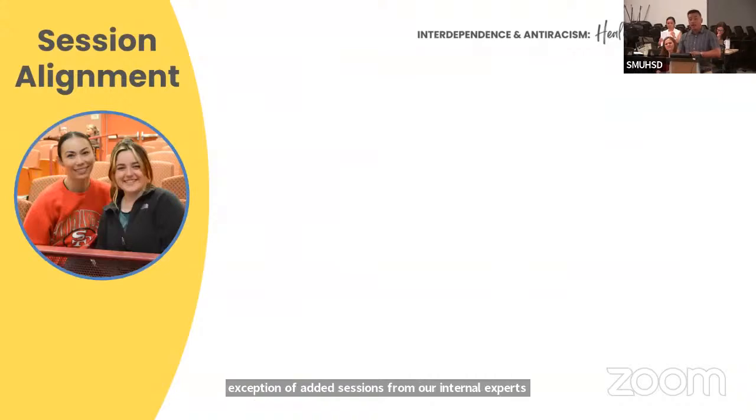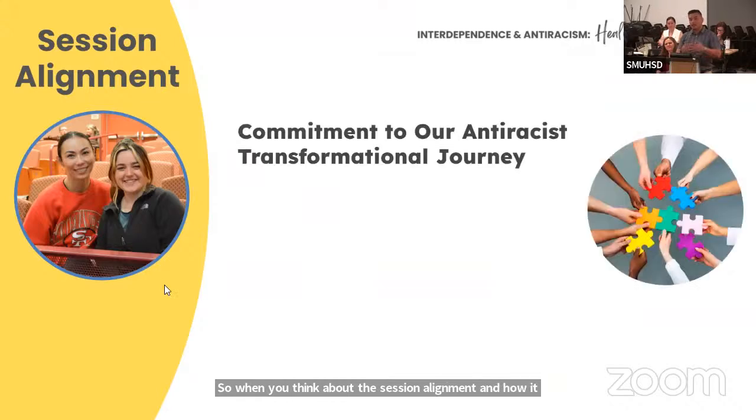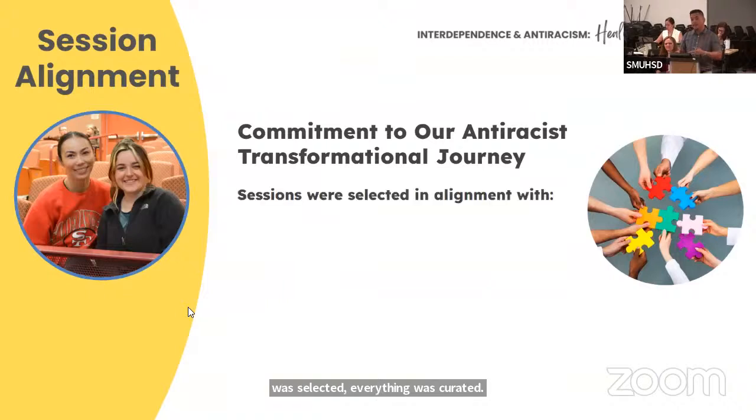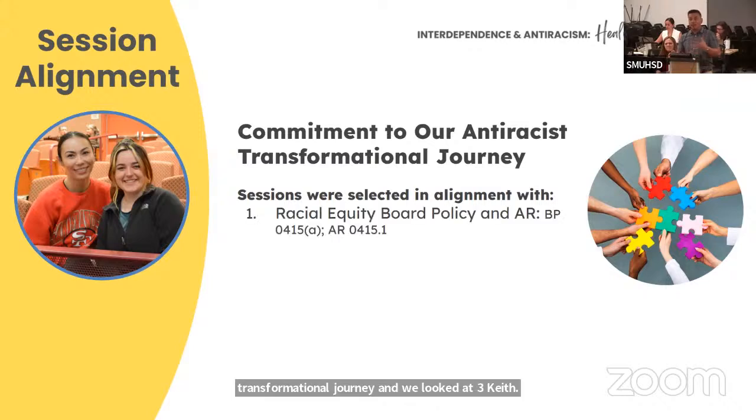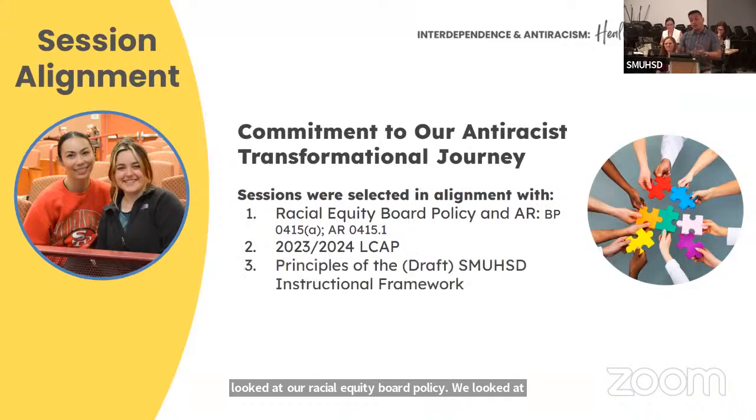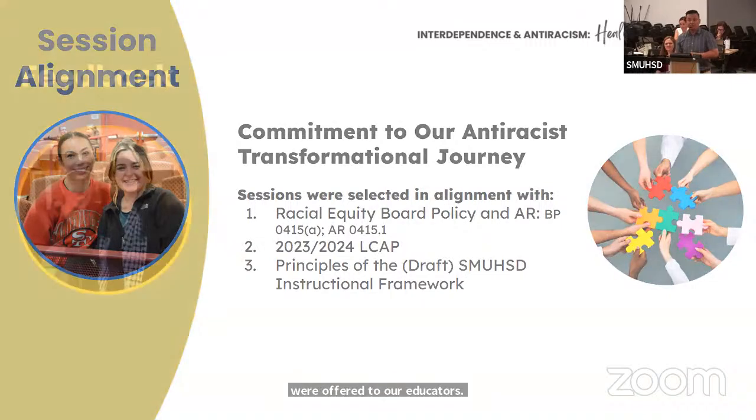When you think about the session alignment and how it was selected, everything was curated in accordance with our commitment to our anti-racist transformational journey. We looked at 3 key facets to make sure that alignment was being met. We looked at our racial equity board policy. We looked at our current 23-24 LCAP priority areas. And then with the upcoming principles of our draft instructional framework, we crossed that with all the inputs that were offered to our educators in our January PD day.